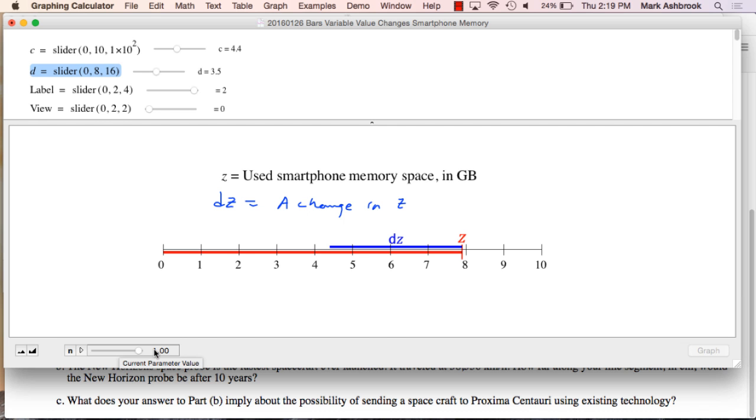Okay, so tell the person next to you, take 30 seconds. What's the difference between a value of Z and a value of DZ? Take 30 seconds, tell the person next to you, and take turns. Both do it. What's the difference between a value of Z and a value of DZ?